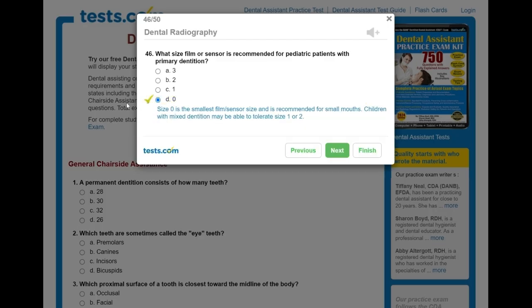D. 0. Size 0 is the smallest film sensor size and is recommended for small mouths. Children with mixed dentition may be able to tolerate size 1 or 2.